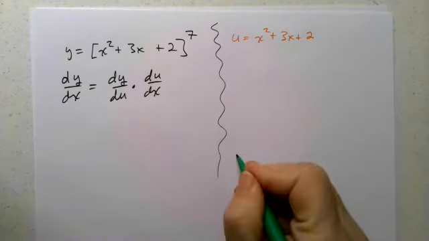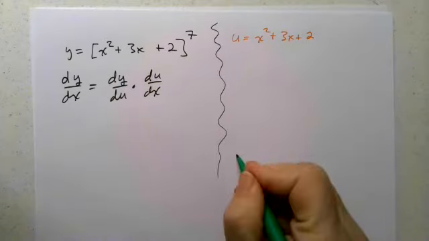Well, I need du dx. How do I get du dx? That is the derivative with respect to x of u, which is the derivative with respect to x of x squared plus 3x plus 2. So the derivative with respect to x of u is, of course, du dx. And the derivative with respect to x of x squared plus 3x plus 2 would be 2x plus 3. So that's du dx.